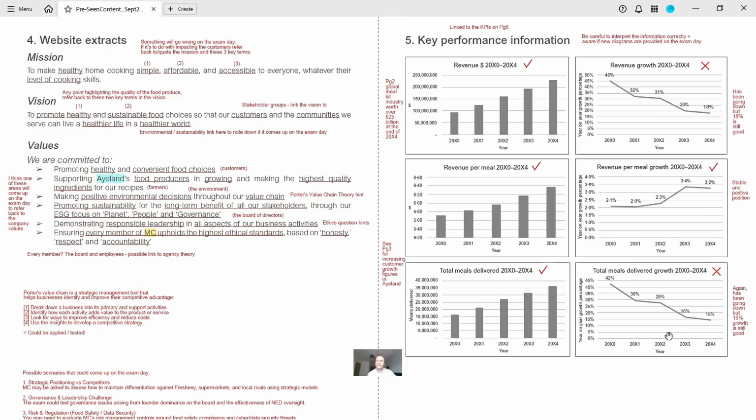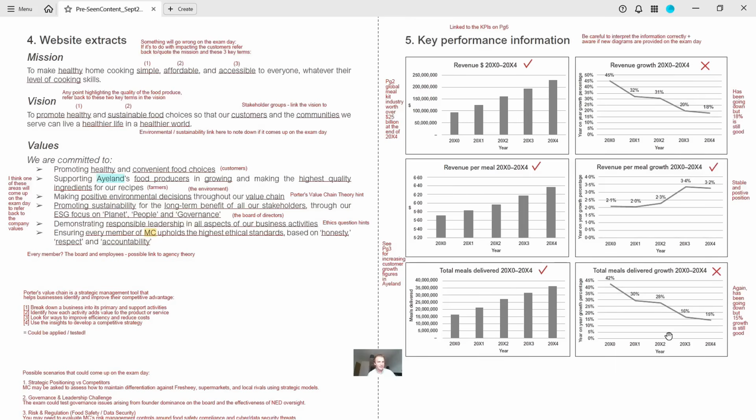Something will go wrong on the exam day. This is what I thought when I went through it. So if it's to do with any of those areas that impact on the customers, quote back to that mission. If it isn't simple, if it isn't affordable, if it isn't accessible, refer back to that, as it is now breaking the mission of the business.